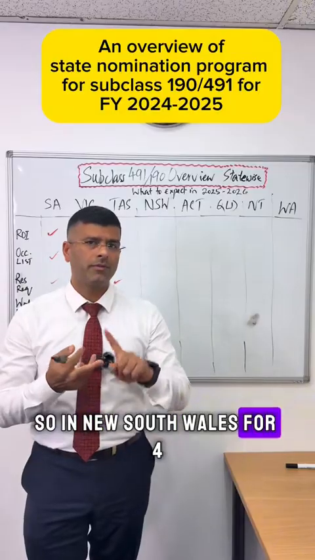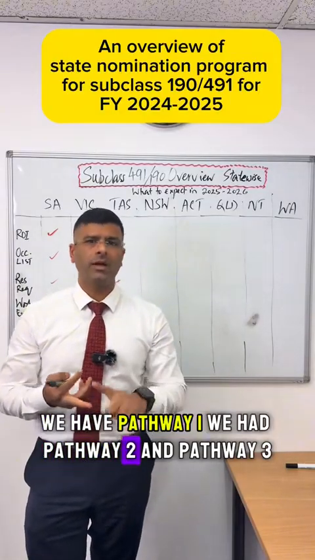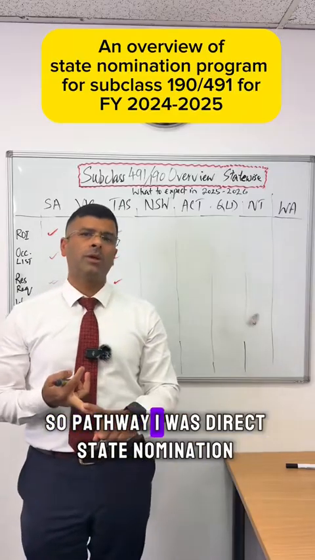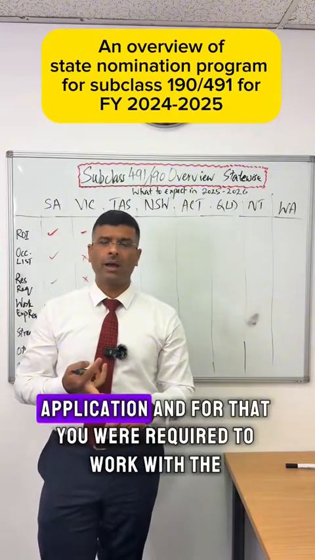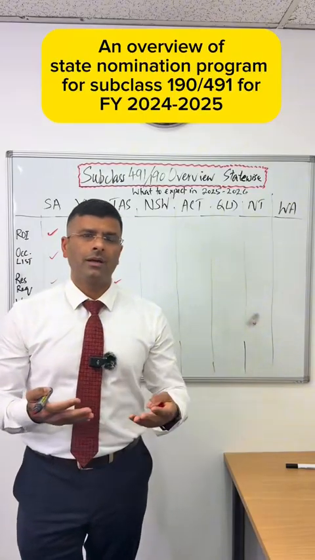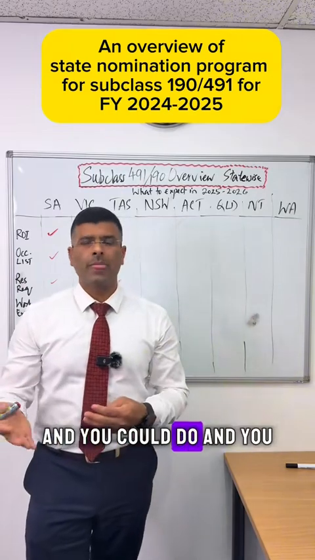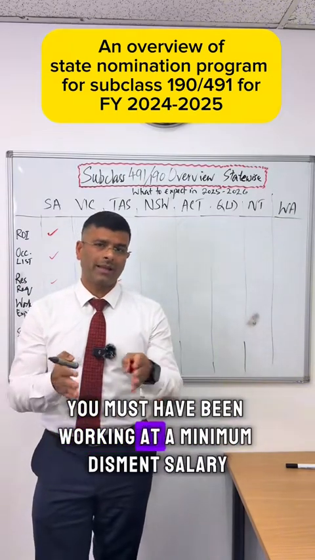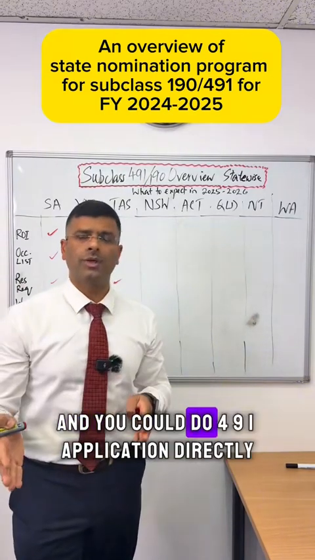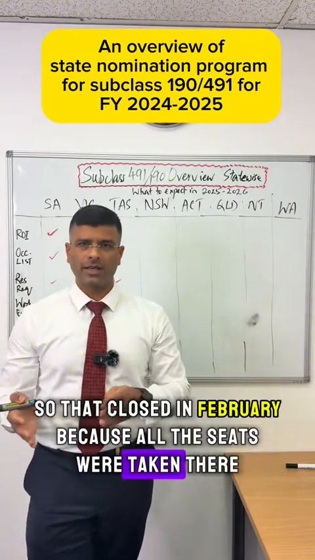So in New South Wales for 491, we had 3 pathways. We have pathway 1, we had pathway 2, and pathway 3. So pathway 1 was direct state nomination application, and for that you were required to work with a New South Wales regional employer for at least 6 months, and you must have been working at a minimum Tismet salary, and you could do a 491 application directly. So that closed in February because all the seats were taken there.